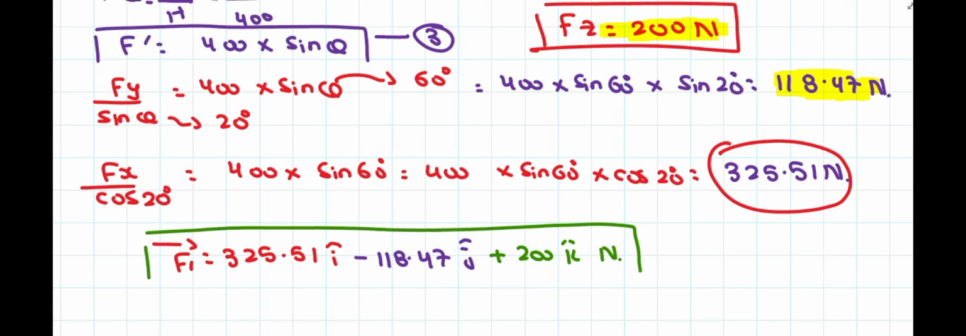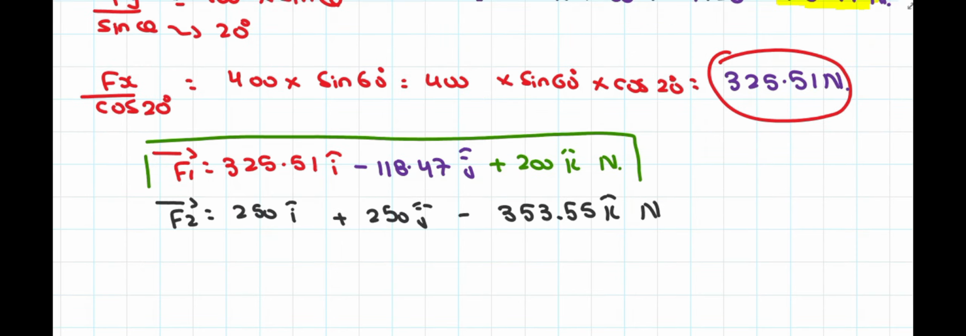We know the Cartesian form of F1, and we also know the Cartesian form of F2. So we can add them together to find the vectorial form of the resultant vector. Now the Cartesian form of the resultant vector is written as Fr, which is equal to positive 250 with positive 325.51. So we will get 575.51 i cap. Similarly, positive 250 with negative 118.47.